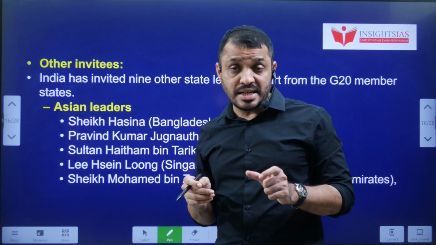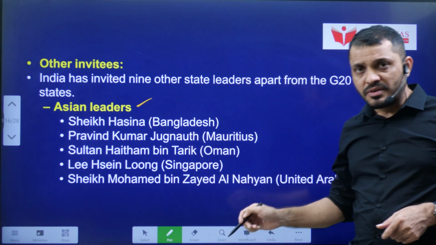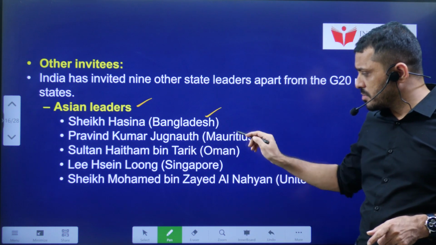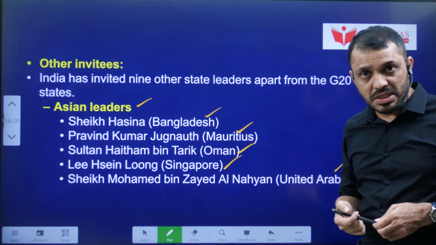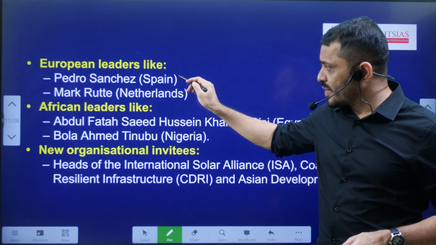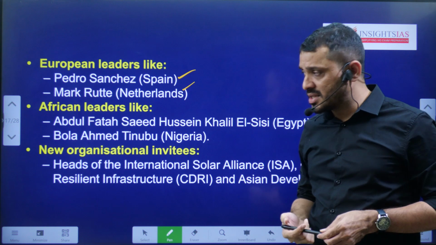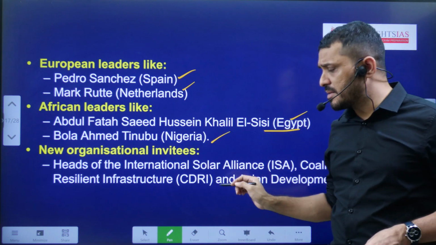Okay, out of these 9 countries, let's see what these nations are. From Asia, we invited representatives from Bangladesh, Mauritius, Oman, Singapore and UAE. These representatives attended. And from Europe, we invited representatives from Spain and Netherlands, and from Africa, Egypt and Nigeria.